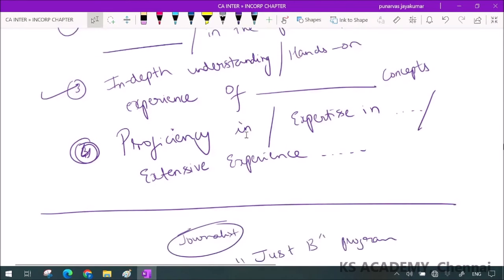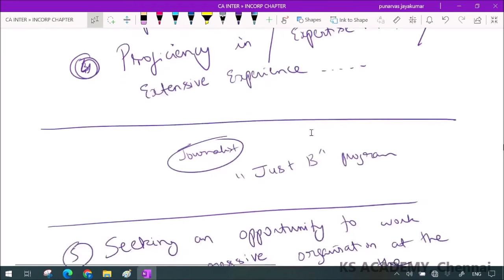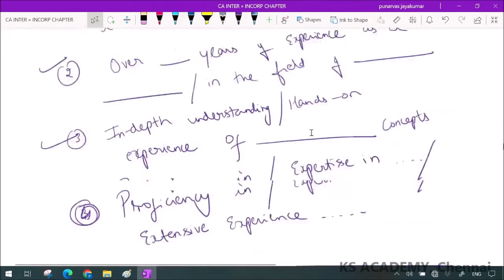Fourth point. Proficiency in, or expertise in, or extensive experience in. Whatever you want, you can write. These are the 4 points.